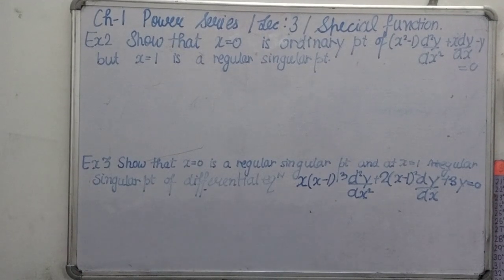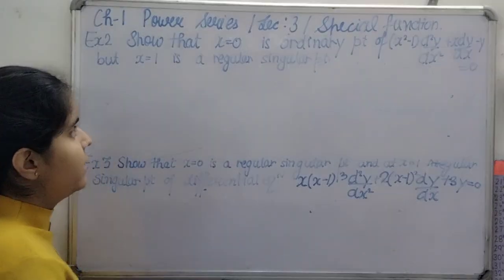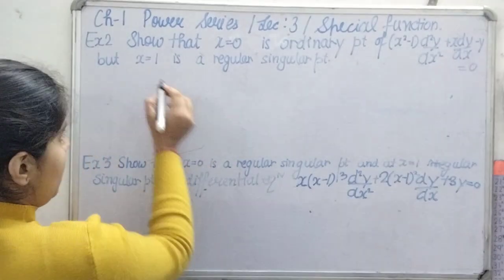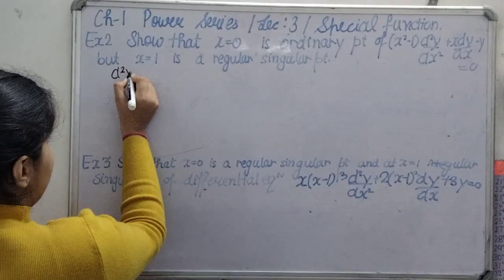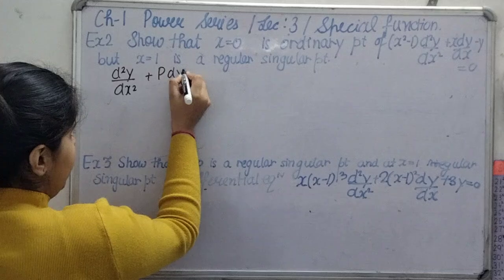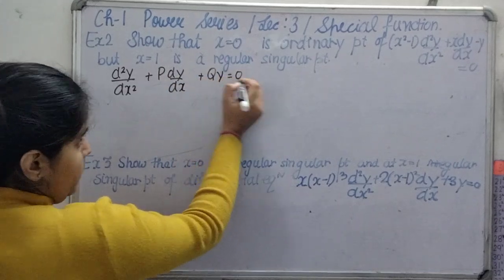Now in question number 2, that is example 2, we have to show that x is equal to 0 is the ordinary point of the given differential equation, but at x is equal to 1 is the regular singular point. So यहाँ पर दोनों pieces आ जाते हैं. So first let us write the equation in the form of d square y by dx square plus p dy by dx plus qy is equal to 0.